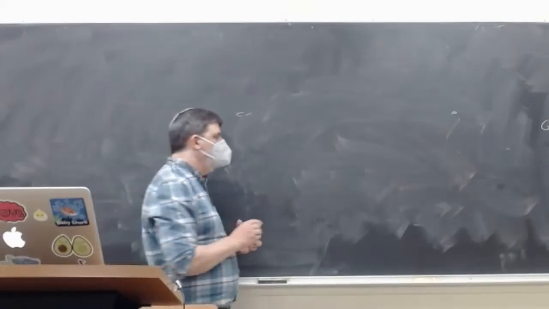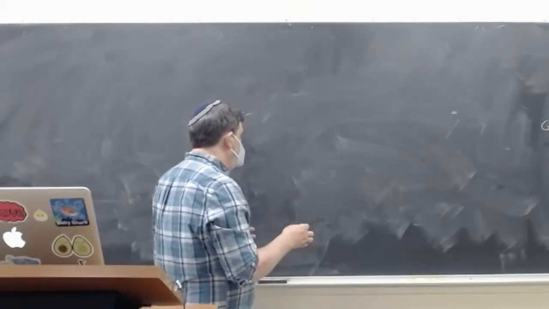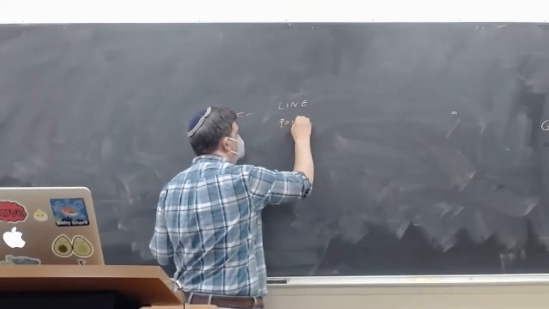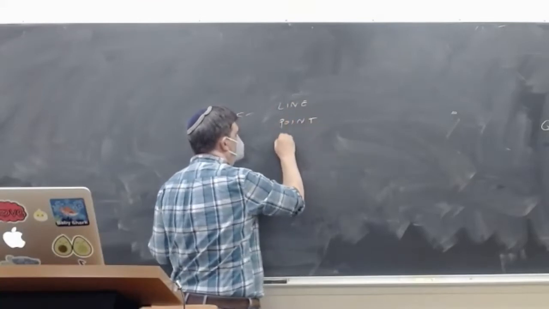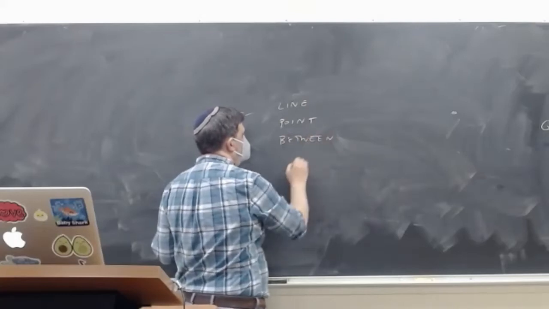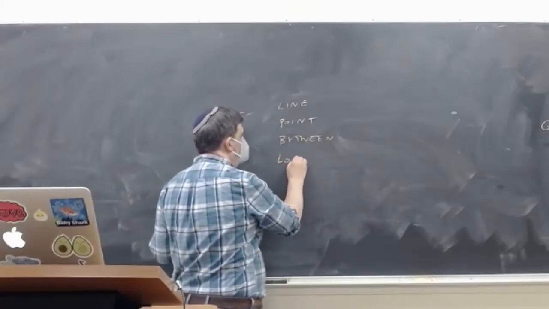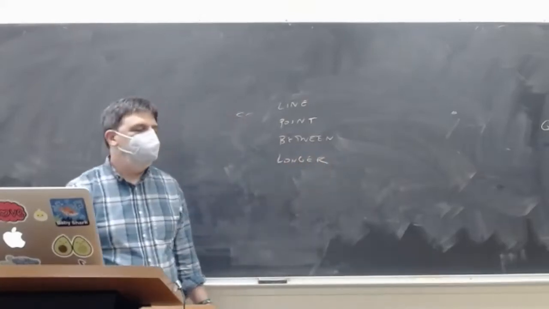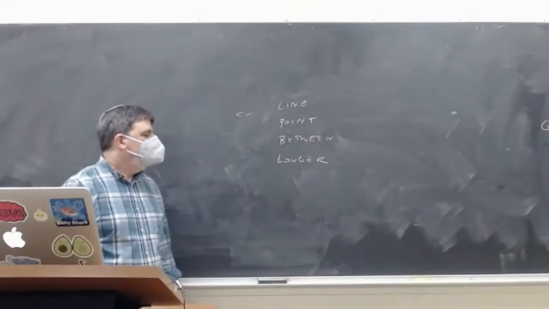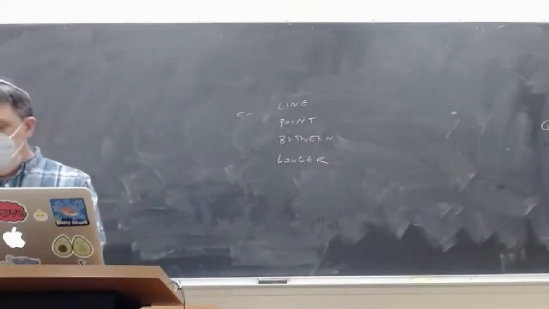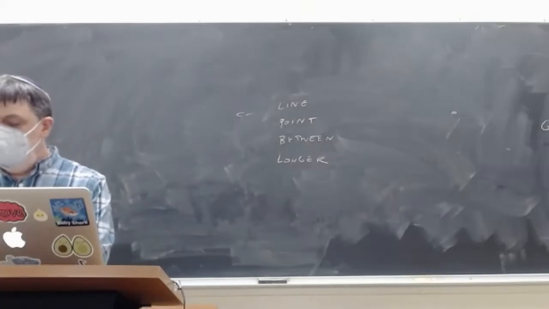But on either one of those axiomatizations, the axioms contain words like line, point, between, long, stuff like that. And the question is, how do we know what those terms mean?